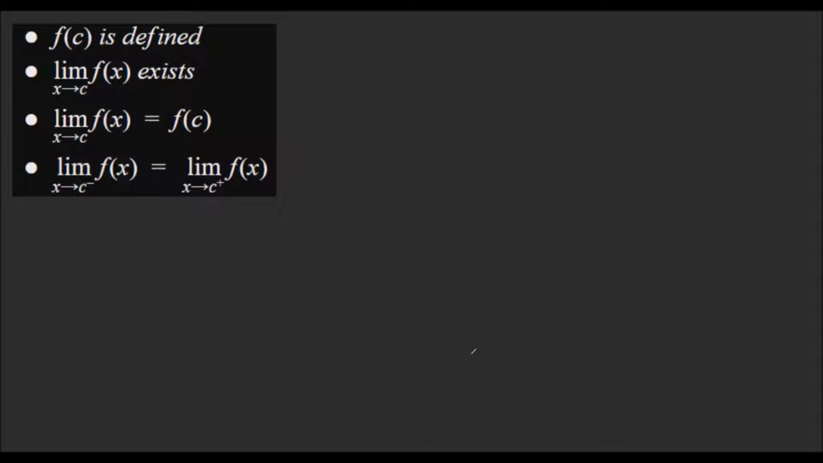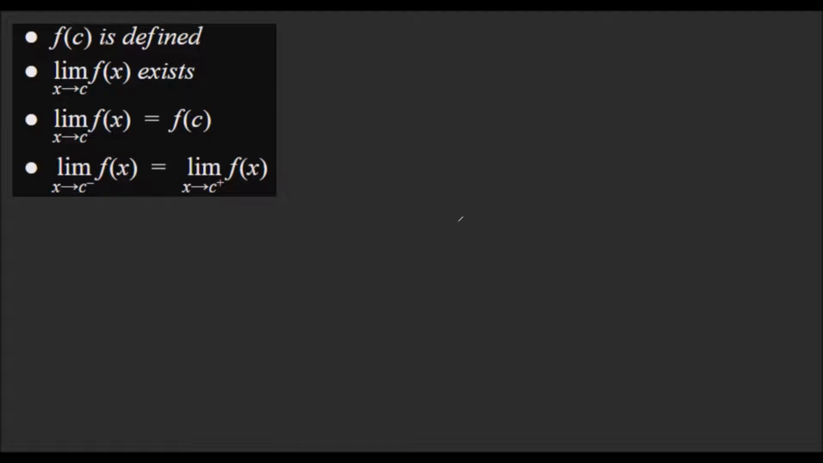You'll notice that there are actually 4 bullet points up here. I'll go over that in a moment. But the first thing that's of importance to note is that f of c is defined. Meaning that f of c has an actual value and that f of c isn't undefined. So if f of c has a value, then it could be considered continuous. However, there are 2 other conditions.